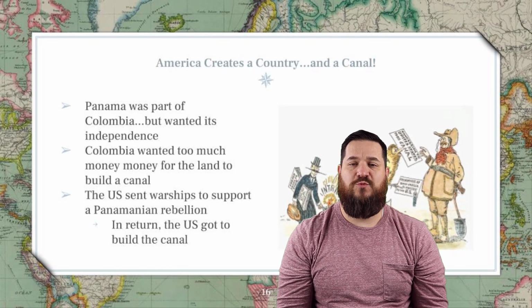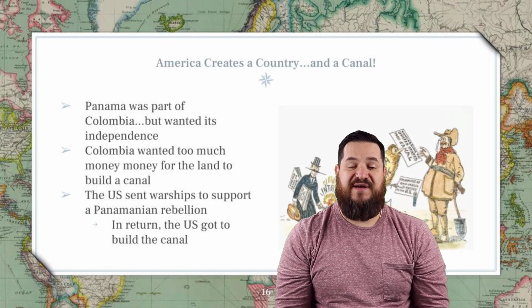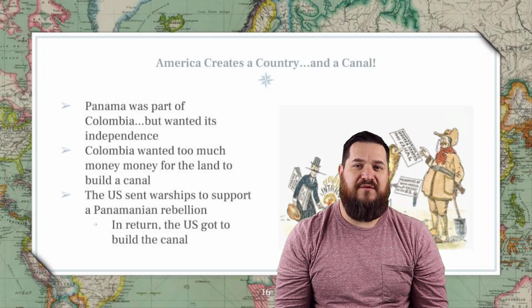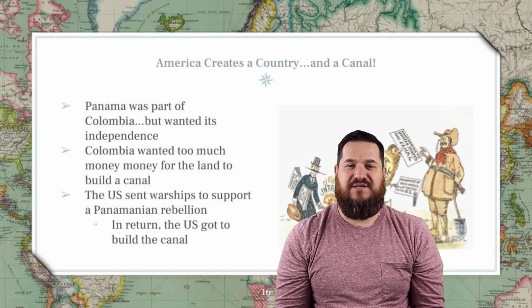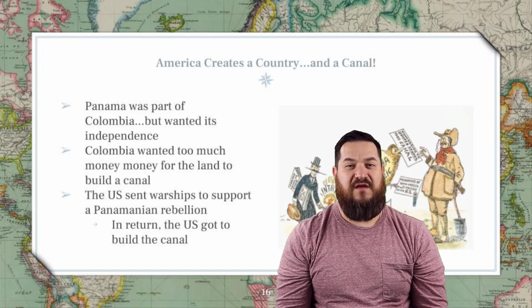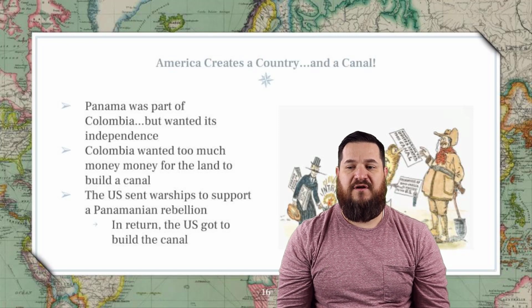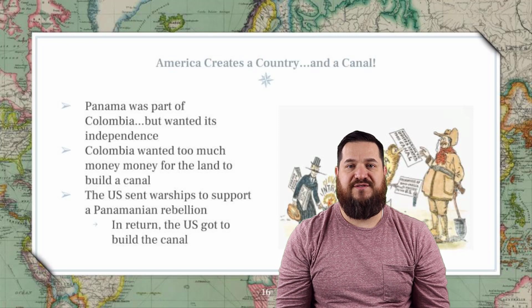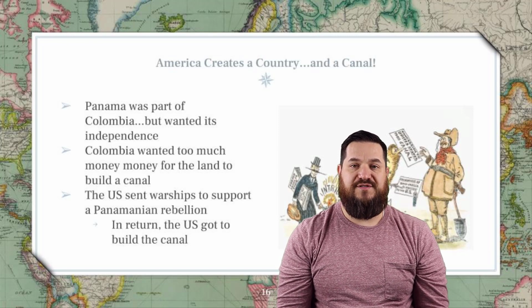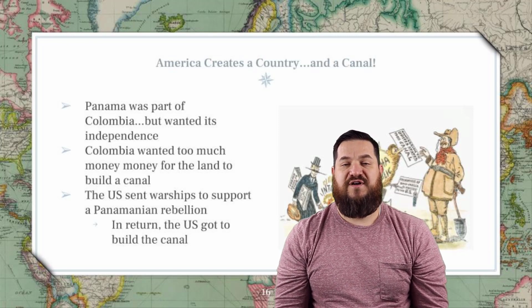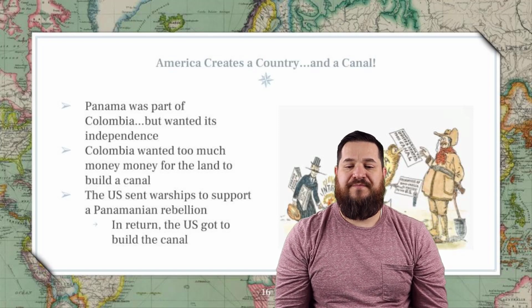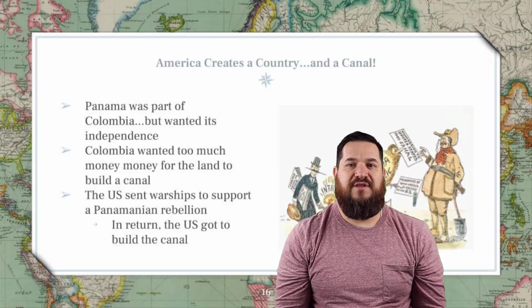The U.S. sent some warships down to the area to basically back up the Panamanian rebels. The United States also supplied them with some arms and basically told the Colombians that if you don't let the Panamanians have their independence, you're going to wind up dealing with more than just the Panamanian rebels. You'll have to deal with us as well. The Colombians very quickly backed down. Panama became its own country, and Roosevelt was allowed to start building the Panama Canal.